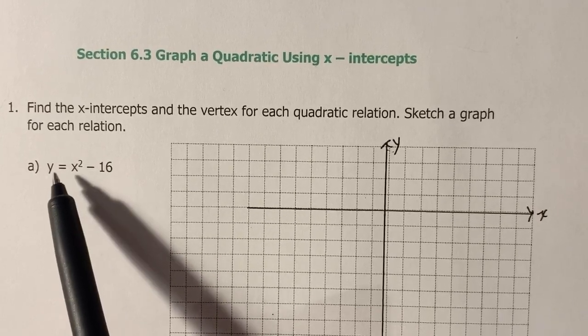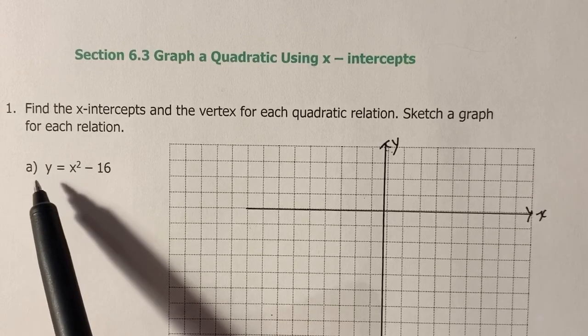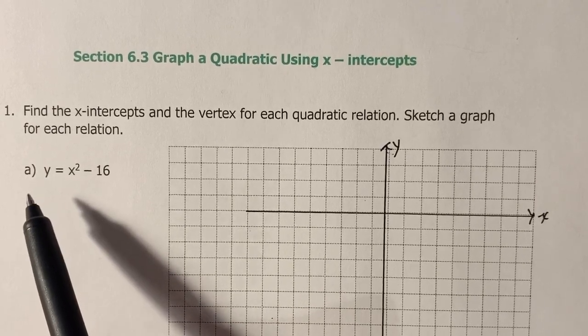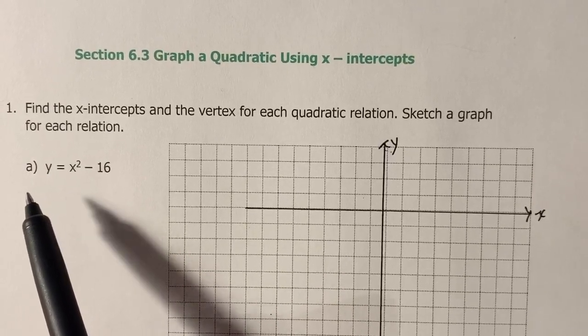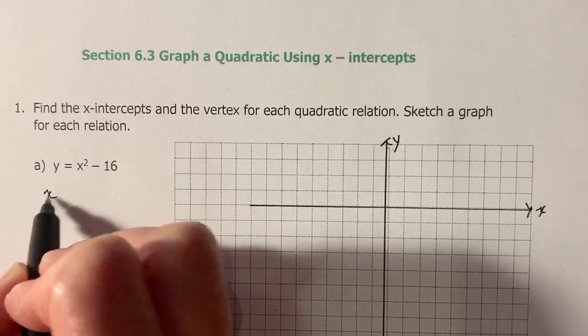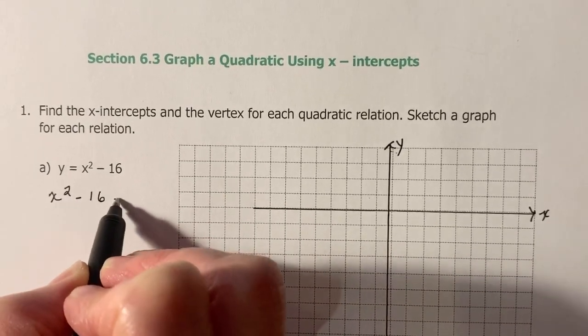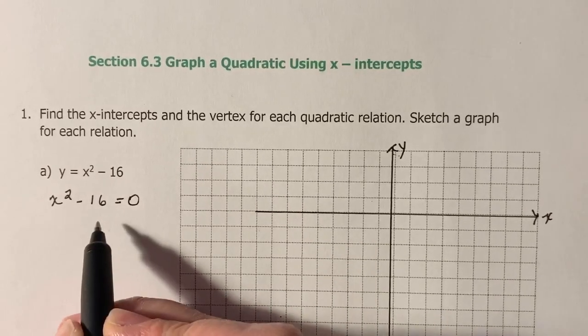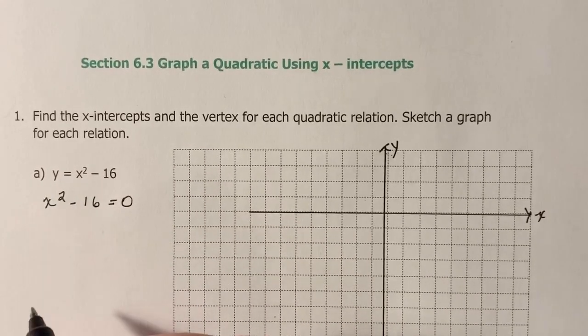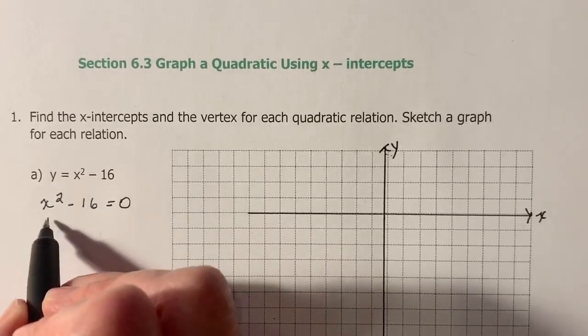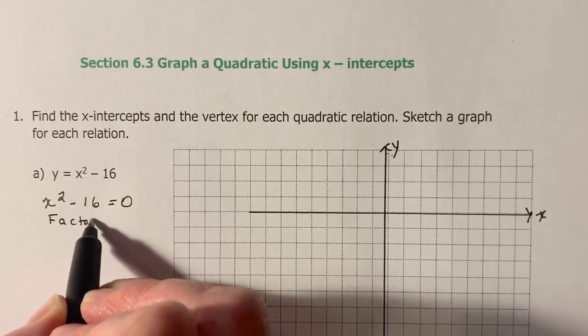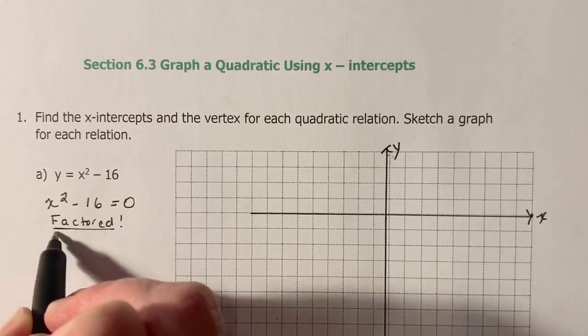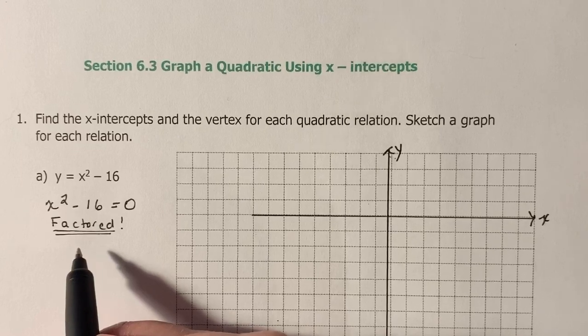Okay, so think to yourself, what does y equal at the x-intercept? y equals 0. This is why your quadratic must equal 0, because you're looking for the intercepts, and y equals 0 at the x-intercept. This must be factored. So all those factoring techniques from chapter 5 come back.